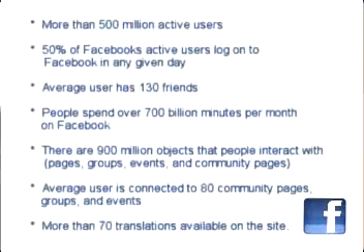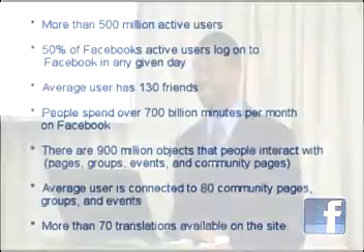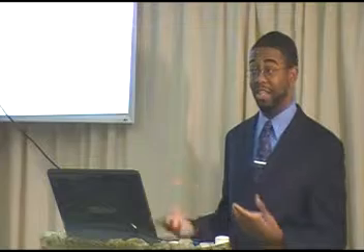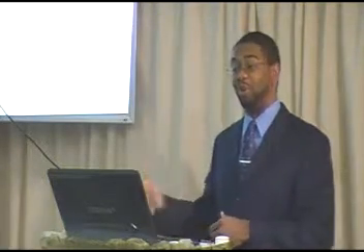The average user has 130 friends, or in the business sense, you can think of it as 130 networks, 130 resources, 130 channels. People spend over 700 billion minutes per month on Facebook. What are they doing on Facebook? Are they viewing your page? Is there any kind of representation of you on that page?